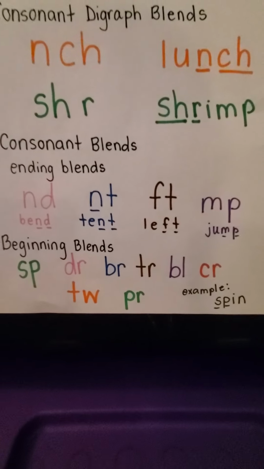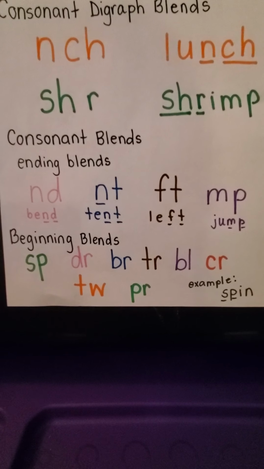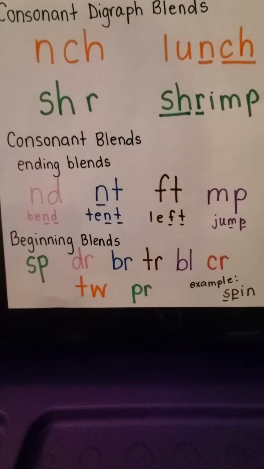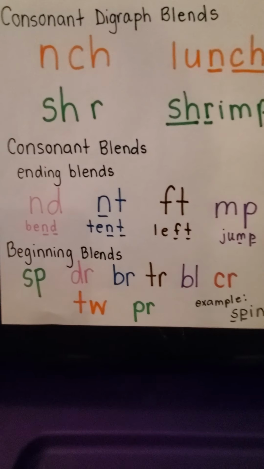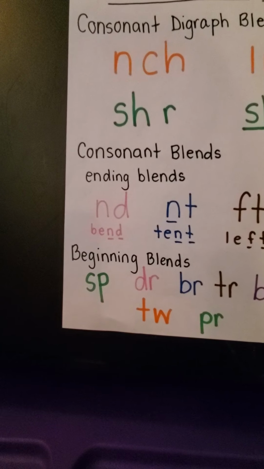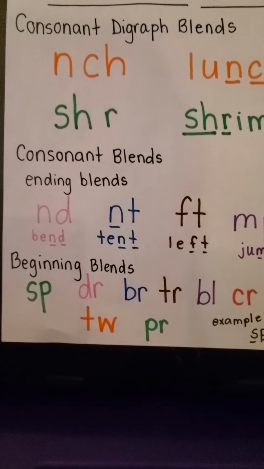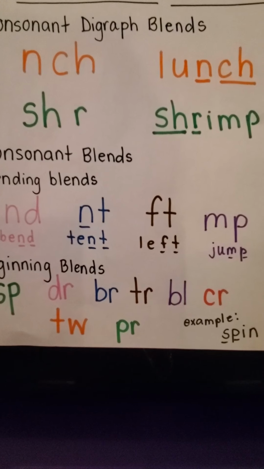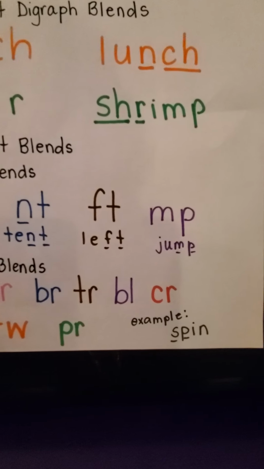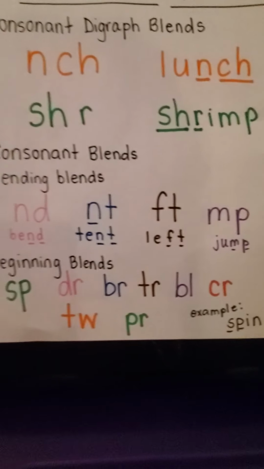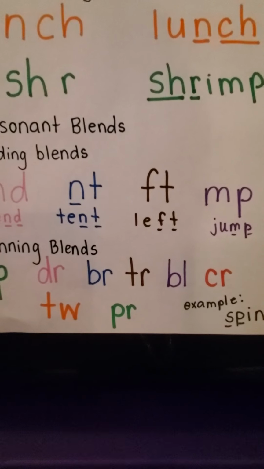Then on the bottom, there's a whole bunch of beginning blends. I didn't write a word for each one, but when you have them in a word, just like ending blends, you underline each letter separately. So we have SP, spa; DR, dra; BR, bra; TR, tra; BL, bla; CR, cra; TW, twa; and PR, pra.